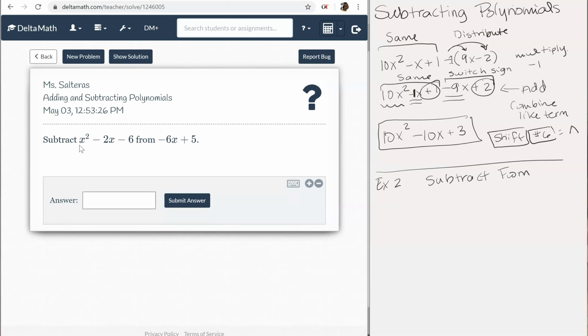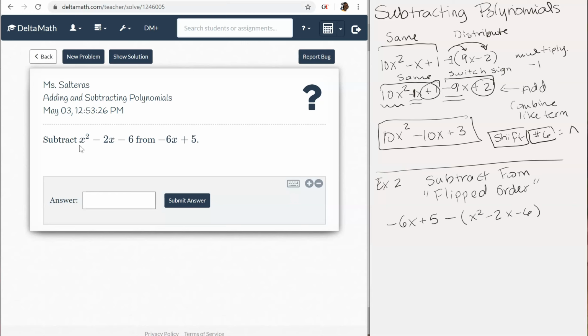You would think that it's x squared minus 2x minus 6, and then you're going to minus the next part. No, it's actually flipped. So this is really flipped, all right? So what I mean by that is if you're going to take x squared minus 2x minus 6 away from negative 6x plus 5, it's negative 6x plus 5. This is the original, all right? You're subtracting x squared minus 2x minus 6. So the order is flipped, all right?